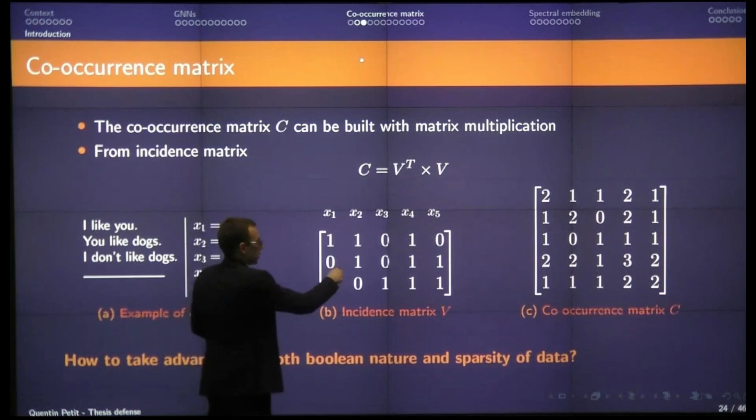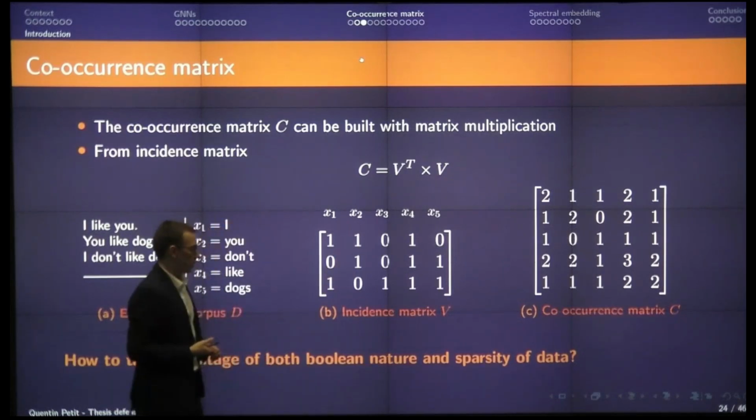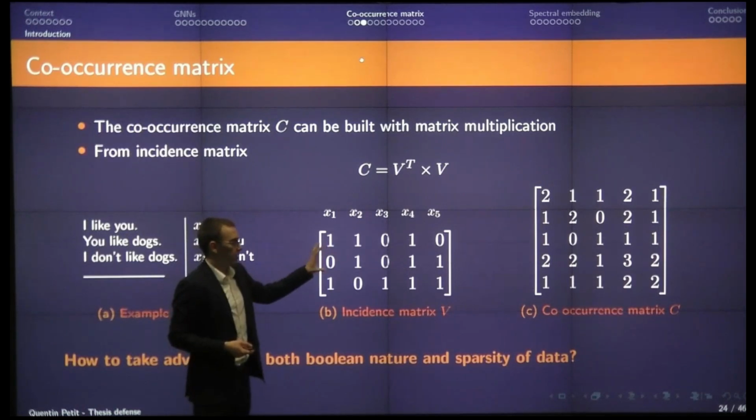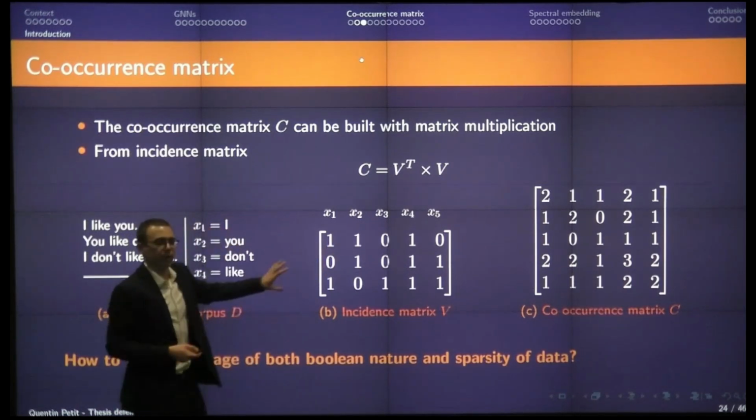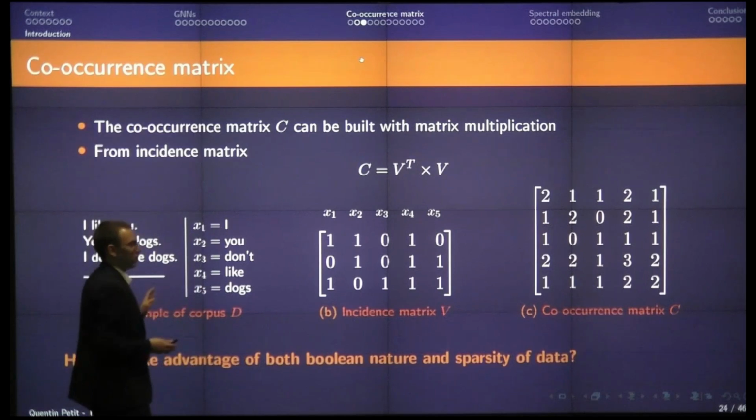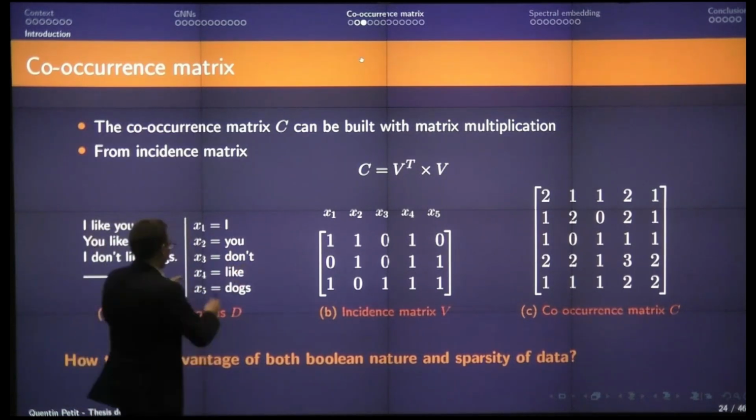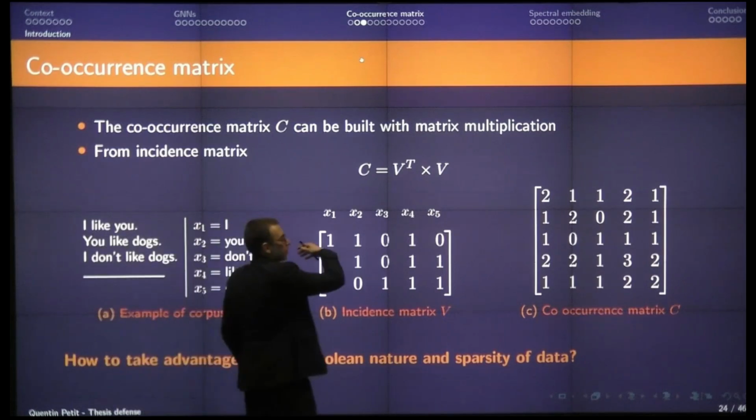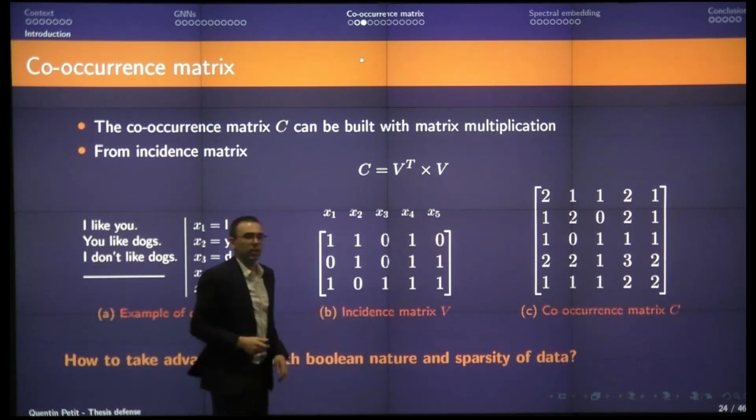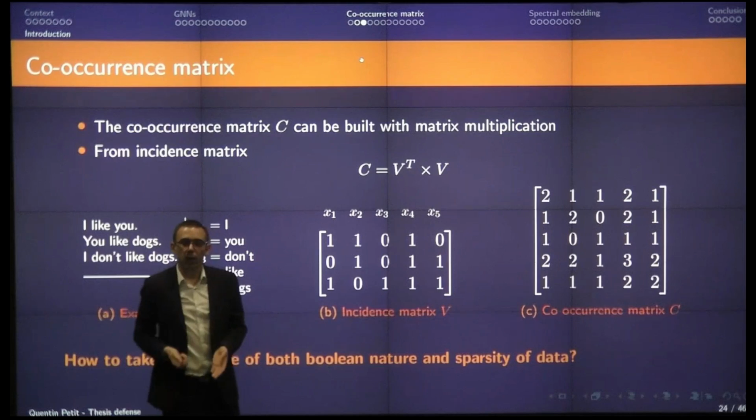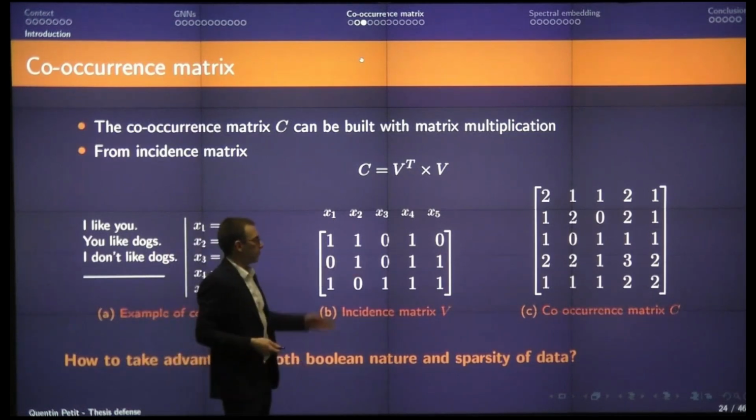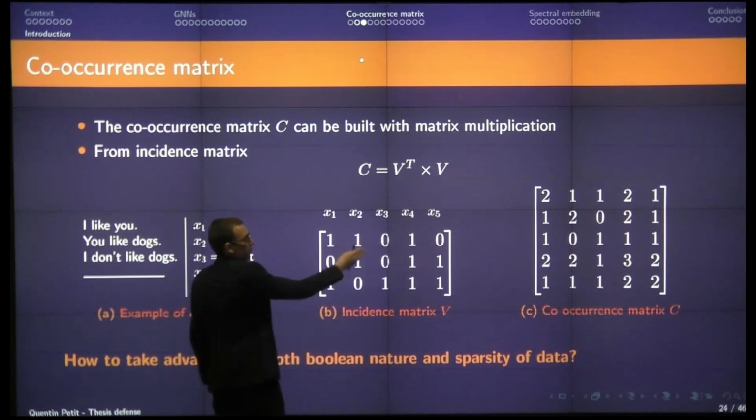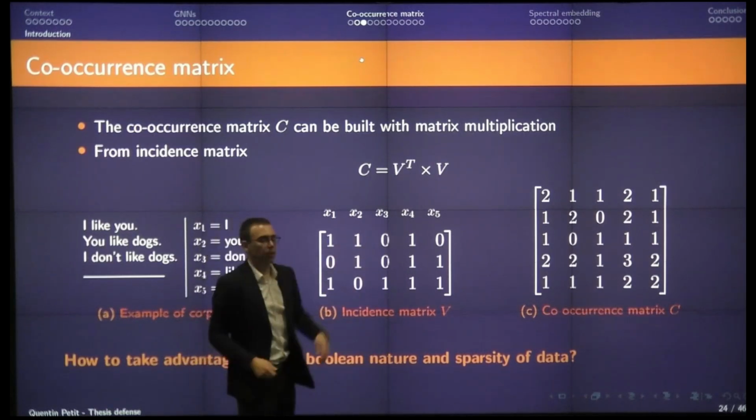The matrix has only 0 and 1 elements, and we also have sparsity of data here. It's a sparse matrix. It's not very clear here because we have a small example. But when you have a very large dictionary, the size will be very large, and you will only have something like 10 or 20 words inside each sentence. So you will only have a maximum of 20 non-null elements on each vector.